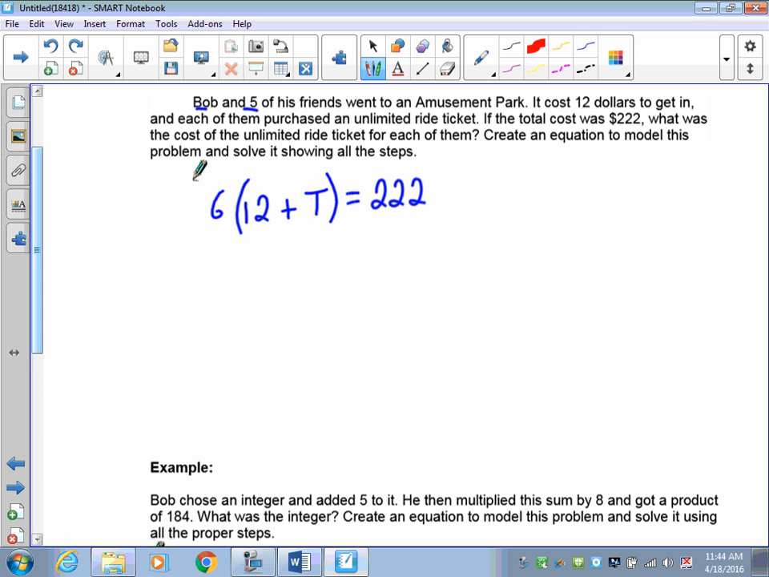Okay, so you may have had a different variable. You may not have used T. You could have used R for rides, or you could even use X if you wish. So pause the recording and solve this, please.